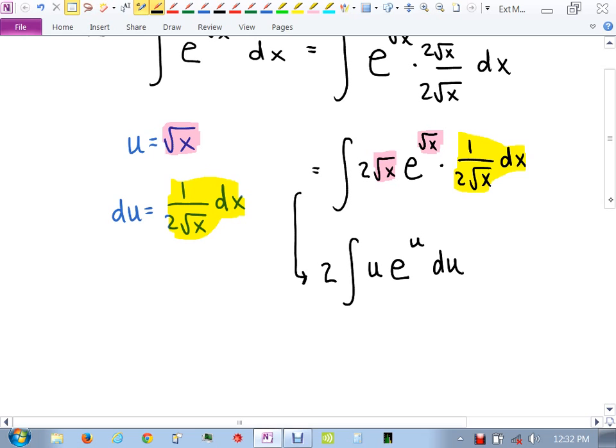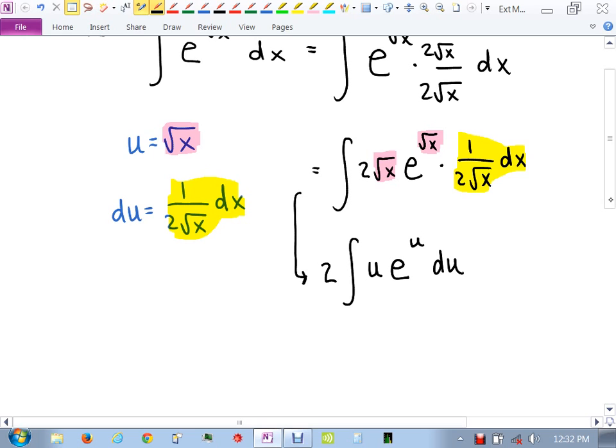2 root x over 2 root x? I knew that I needed it, so I threw it in there. What I needed was a 2 root x in the denominator to make this substitution happen. But I can't just throw it in there; I have to throw it on the top also. So, it's a trick.